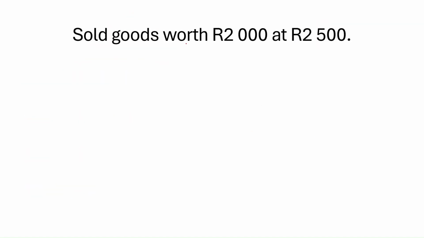Moving on. Sold goods worth 2,000 Rand at 2,500 Rand. Keywords here, this tells us how much it's worth, so this should be the cost price. The bigger number, 2,500, you always assume to be the selling price because who's going to buy stock and then sell it at the lower price without a markup and technically lose money instead of making a profit? So this is our selling price.